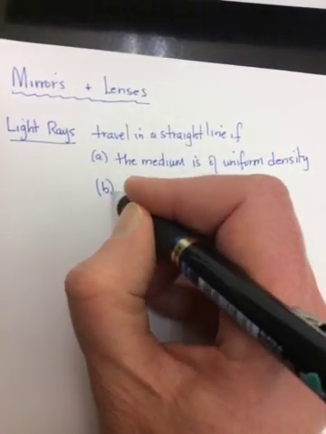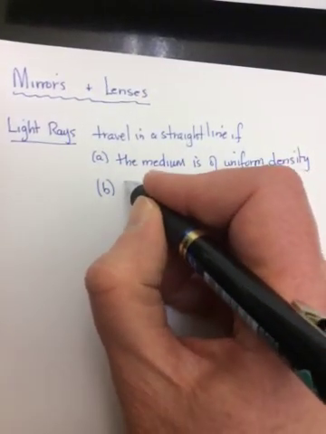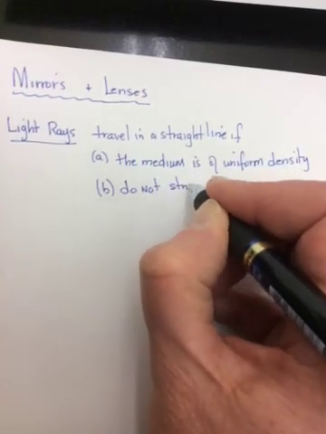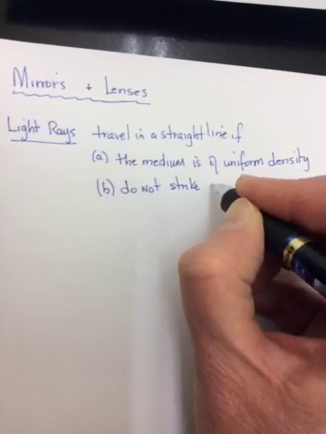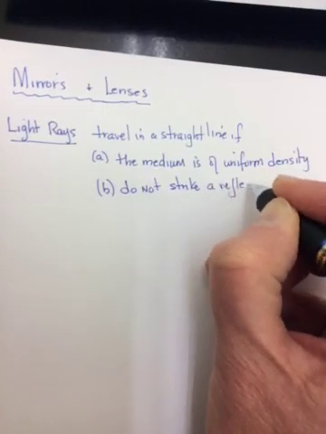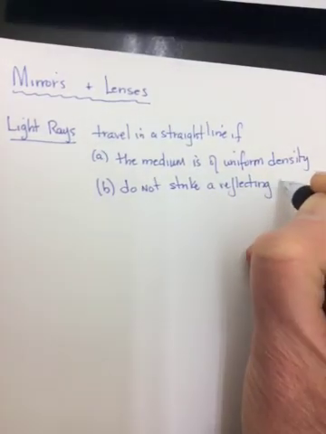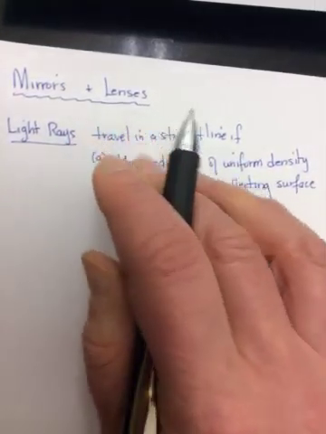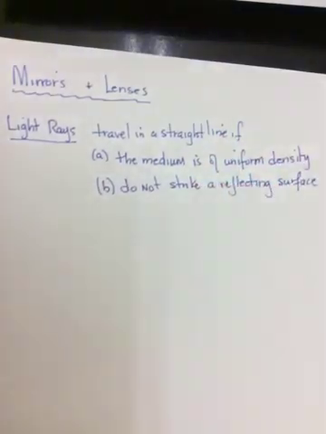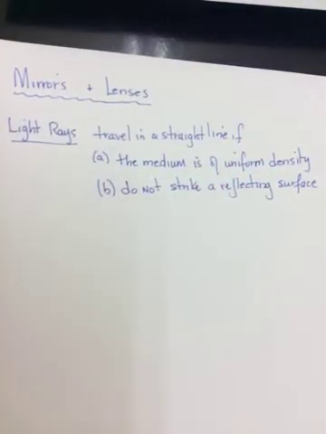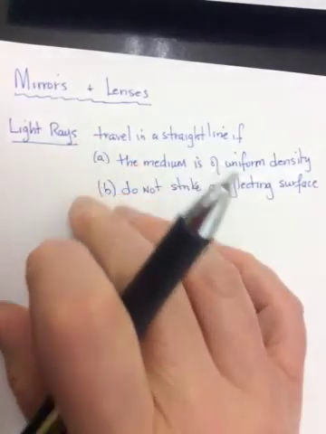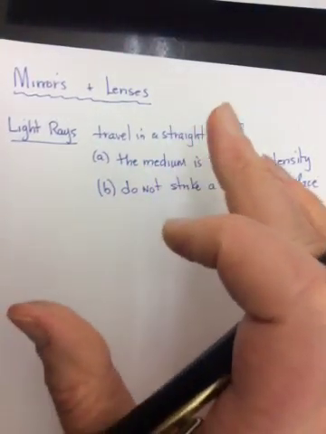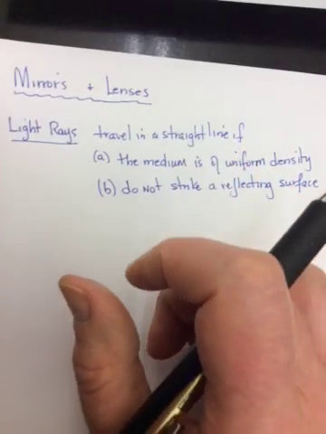And the second is that the light rays do not strike a reflecting surface. As long as these two things are true, then light will travel in a straight line. The thing is, our eye, our brain, always assumes light travels in a straight line, at least originally, until we figure out other clues that might indicate otherwise.